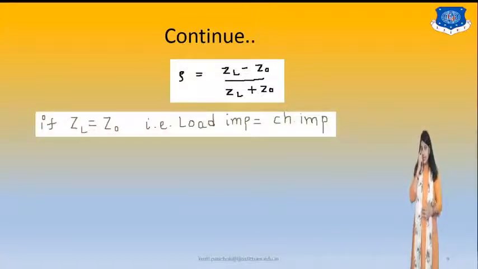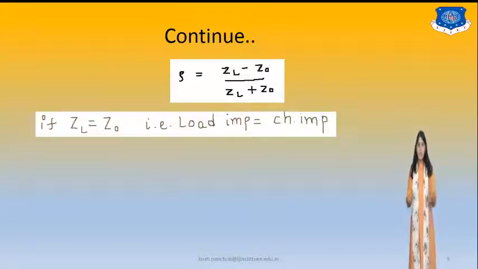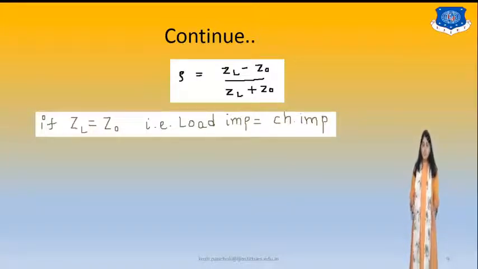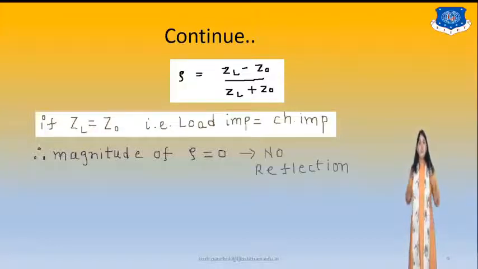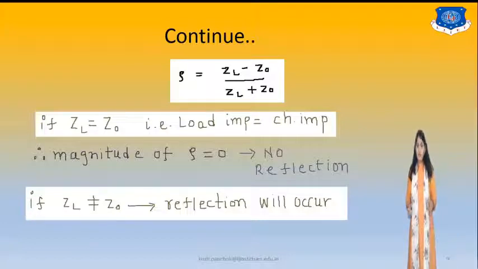Now the condition to note is that if the load impedance and the characteristic impedance are the same, meaning ZL is equal to Z0, then the magnitude of rho is equal to 0. If the magnitude of the reflection coefficient is 0, then there is no reflection. And if ZL is not equal to Z0, then reflection will occur.